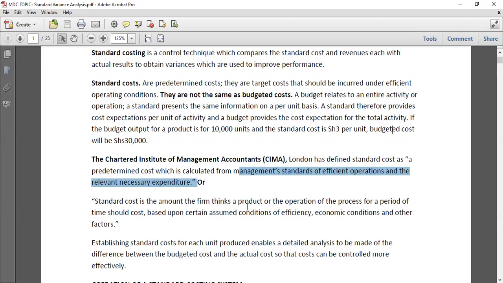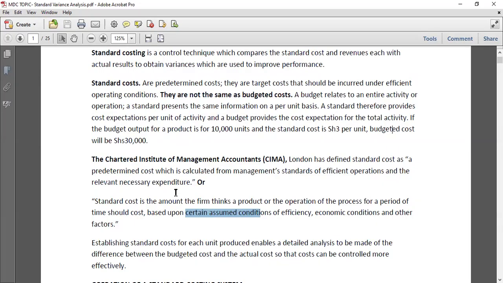Or it's an amount the firm thinks a product or operation of the process for a period of time should cost based upon certain assumed conditions of efficiency, economic conditions, and other factors. Now, one of the things that we shall see, the fact that you're setting it as a standard means that it should be something that is gotten out of conditions that are a bit streamlined, that are a bit perfect, I could say, okay?